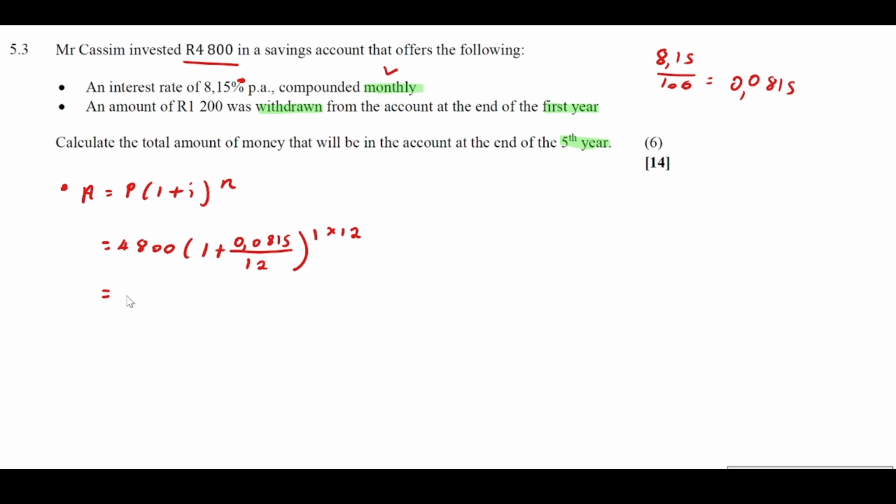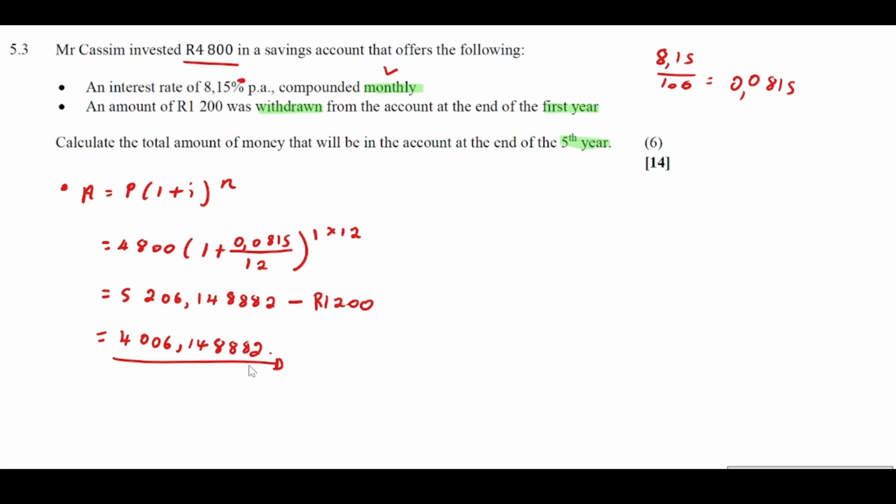For the first year, you're going to have 5,206.148882, and then we withdrew 1,200, so we minus 1,200 here, and then what do we have left? We have 4,006.148882. Now this is the money we have after withdrawal.